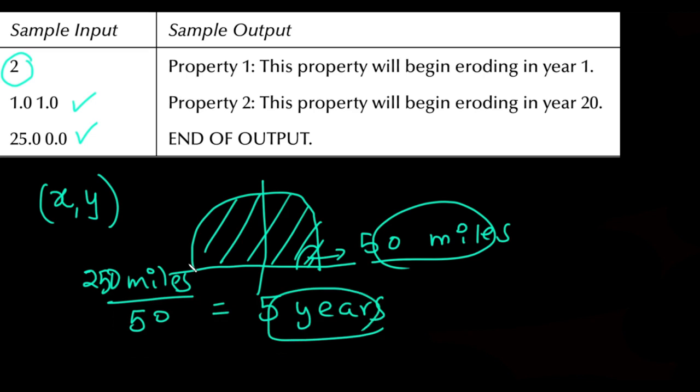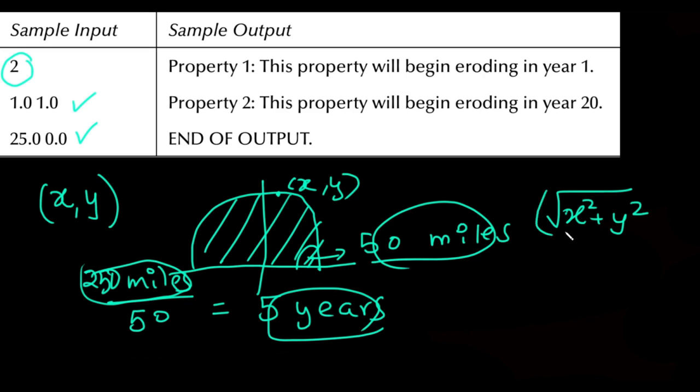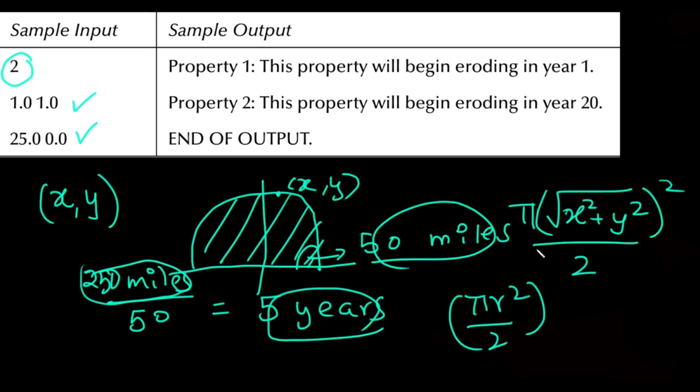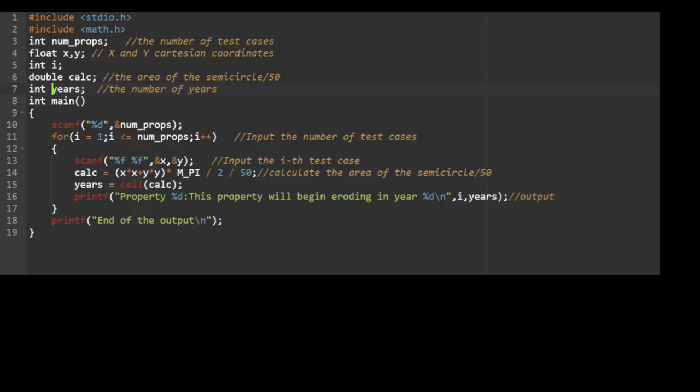So now instead of giving us the area of the semicircle, they are giving us x and y coordinates. So the area of semicircle will be nothing but pi r square by 2, where r is the square root of x square plus y square. So area of a circle is pi r square, and then if we divide it by 2, we'll be getting the area of our semicircle. So let's see some code for this problem.